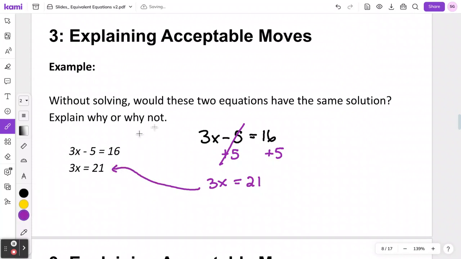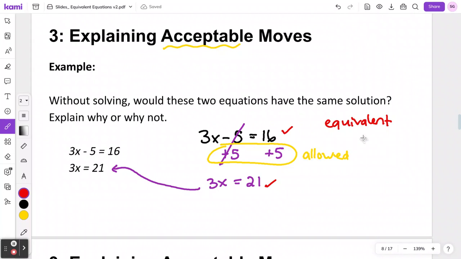So when I'm trying to decide, would these have the same solution, I'm thinking about what math did I do to get from one equation to the next, and am I allowed to do that? Well, absolutely. You are allowed to add the same number on both sides. I'm going to write the word allowed, or to use the name of it, it's an acceptable thing to do. I am allowed to do this. And so, absolutely, it means that this equation and this equation are equivalent. And because they are equivalent, they would have the same solution.